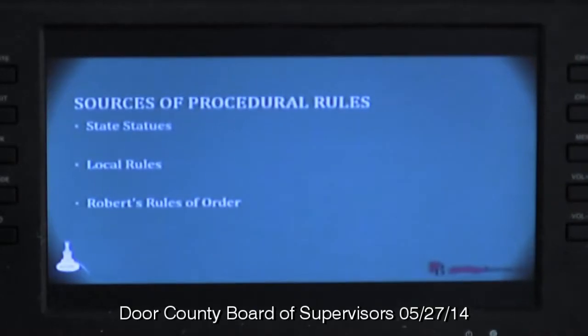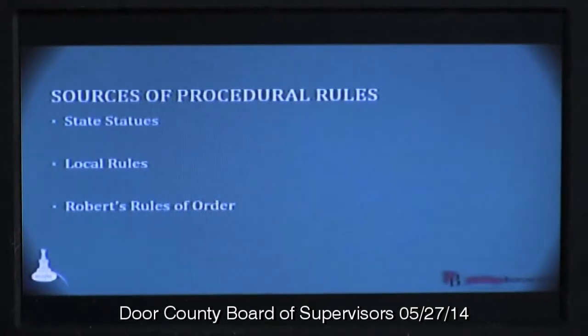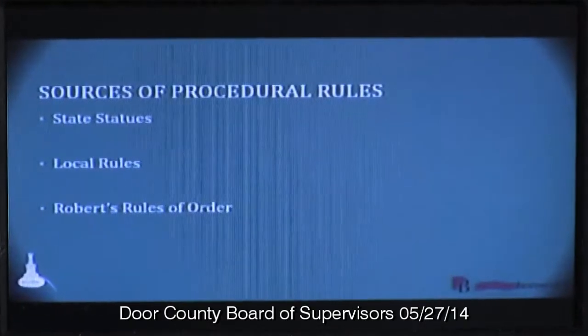So where do we get our rules? Well, we get some of our rules from state statutes. State statutes tell us when we're going to approve the budget, it takes a majority vote. But if you're going to amend the budget during the year, it takes a supermajority, a 2/3 vote. You have your local rules, your own rules that you adopt. A lot of our counties adopt their rules as part of their policy. A lot of them incorporate them into their county ordinance. And of course, there's always Robert's Rules of Order.